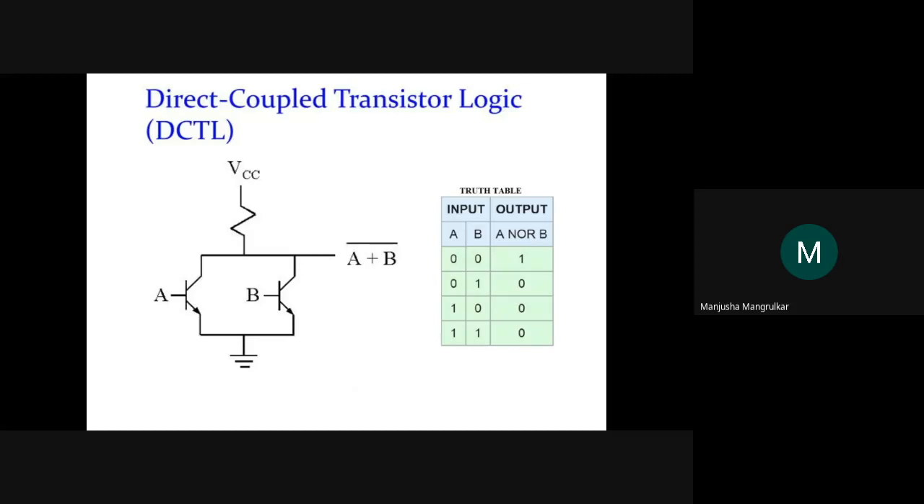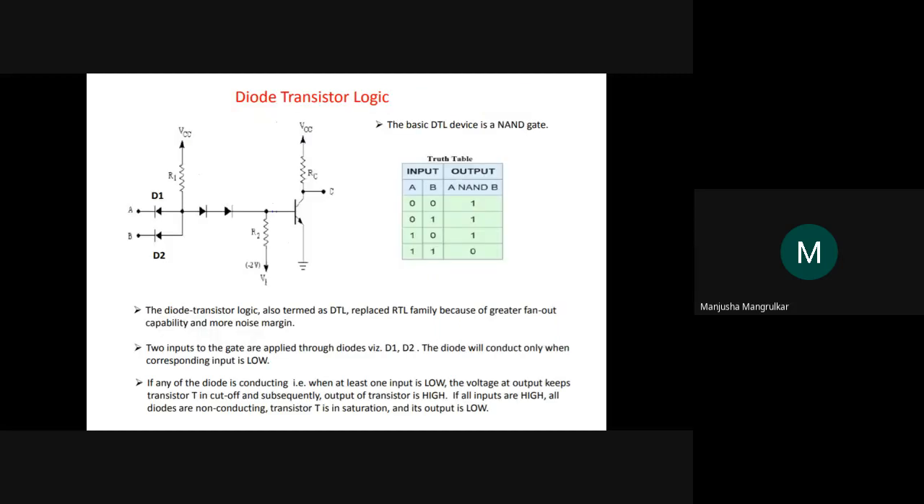So your output is 0. This circuit also fulfills the truth table of the NOR gate. Now, to remove this transistor noise, to improve the noise margin and fan out voltage, instead of a resistor we replace it with a diode, right?